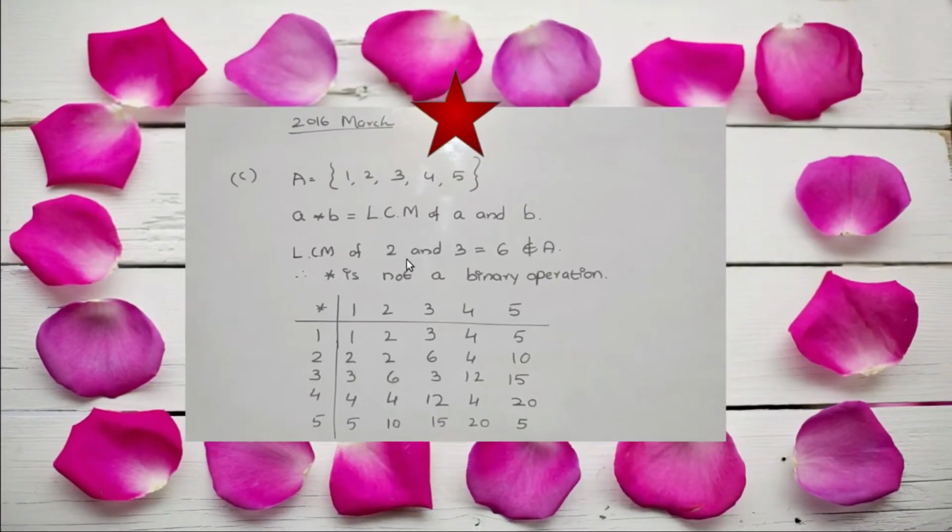Now LCM of 2 and 3, that is 2 into 3, 6. Now this 6 does not belong to the given set. So star is not a binary operation.